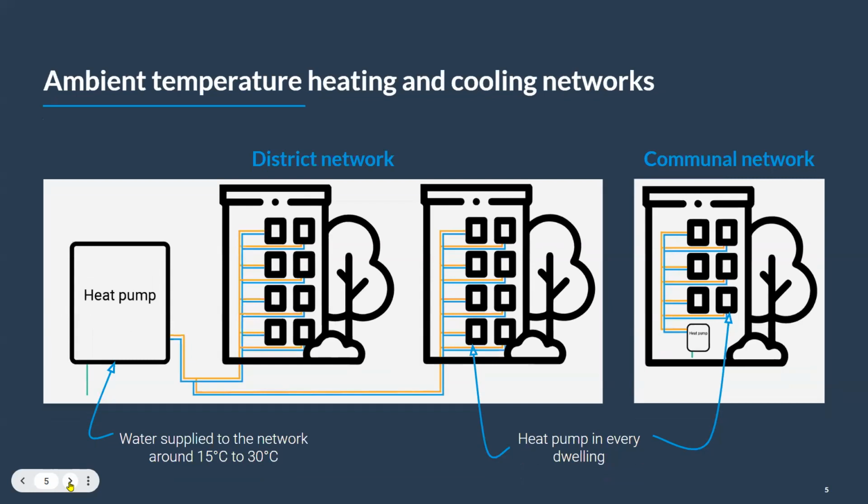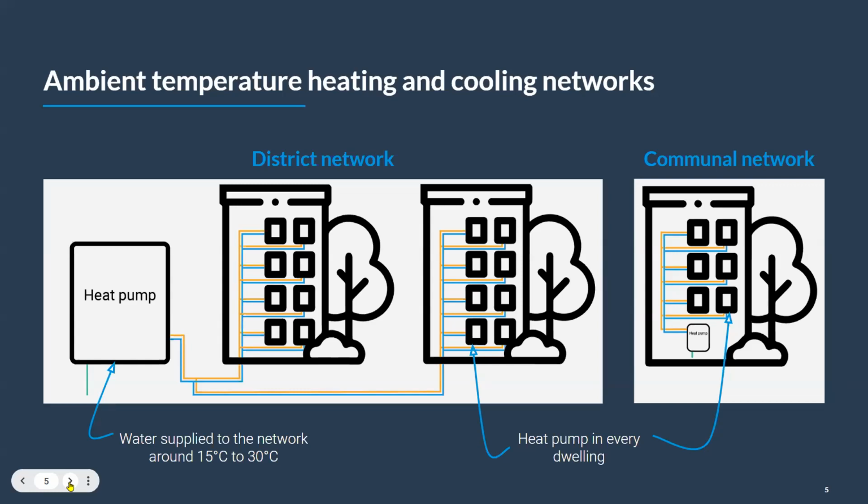An ambient temperature heat network, or ambient loop network, works slightly differently to a fourth generation heat network. These can use the network as a heating source or as a heating sink, depending on whether the demand is for heating or for cooling. And the system is essentially a two-stage design.